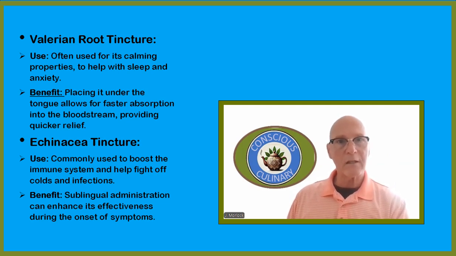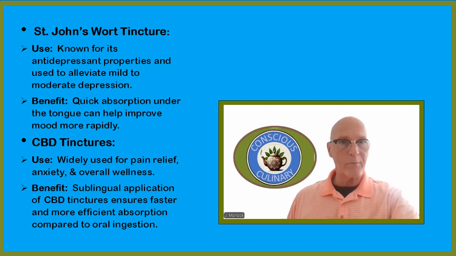There's an echinacea tincture. It's commonly used to boost the immune system and to help fight colds and infections. Again, under the tongue, helps to quickly offset symptoms. St. John's wort tincture, everybody's probably heard of that one. That's known for its antidepressant properties, used to alleviate mild to moderate depression. Again, quick absorption under the tongue, improves your mood a lot quicker.